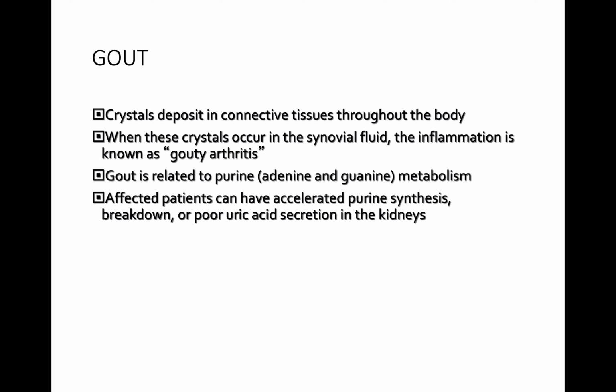Gout is related to purine, which is an adenine or guanine metabolism. Affected patients can have accelerated purine synthesis, breakdown, or poor uric acid secretion in the kidneys. So basically it has to do with a purine breakdown, and instead of being excreted like it's supposed to be, it's a buildup in the blood. And we know a lot of blood flows to the kidneys, so it can block the kidneys to the point of really hurting them. It can be caused by an accelerated purine synthesis, a breakdown in that whole purine synthesis, or poor uric acid secretion in the kidneys.